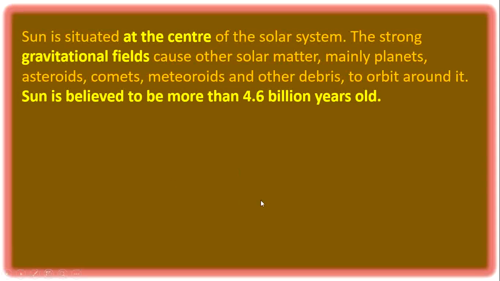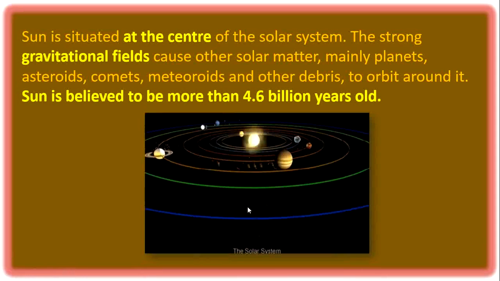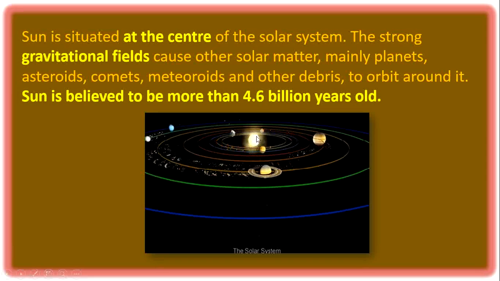The sun is situated at the center of the solar system. Where is the sun situated? At the center of the solar system. The strong gravitational field causes the objects of the solar system, mainly planets, asteroids, comets, meteoroids and other debris, to orbit around it. What is called debris? It is scattered fragments, typically of something broken down or destroyed.